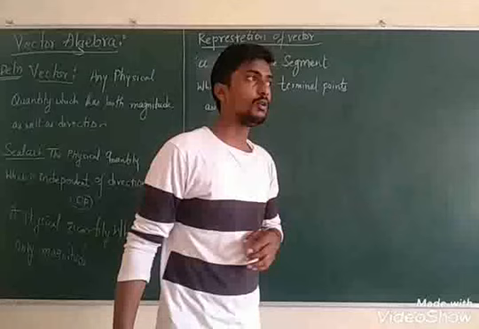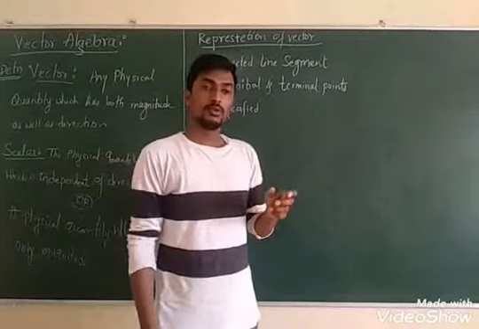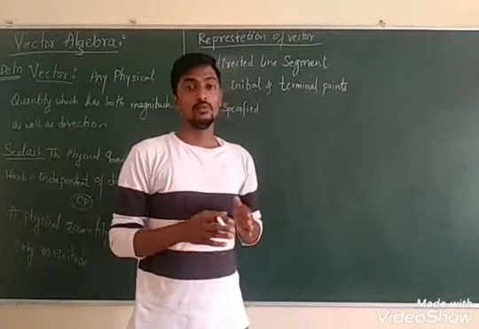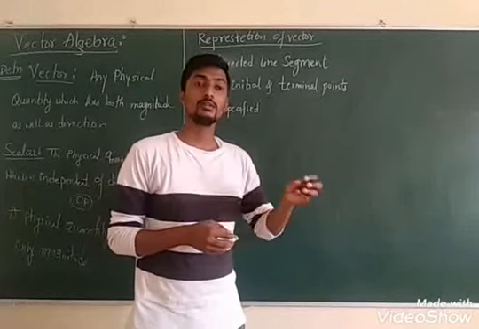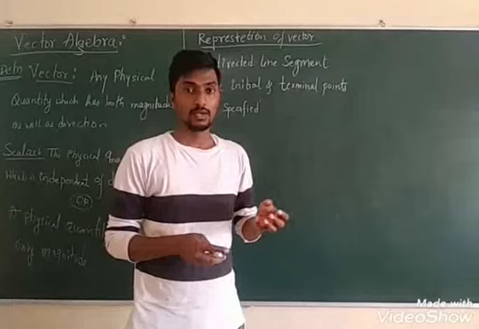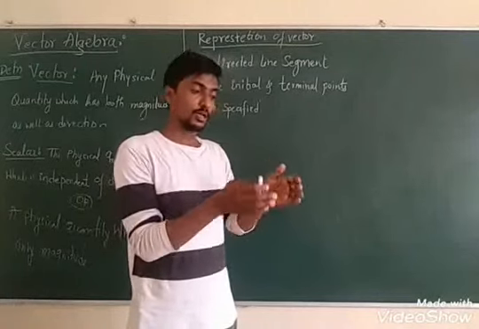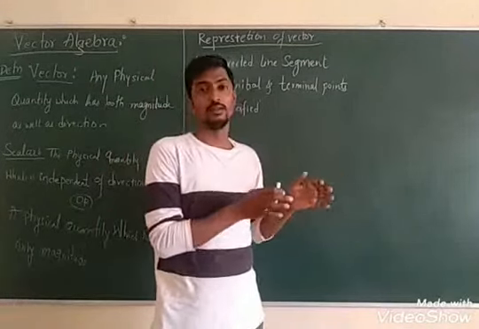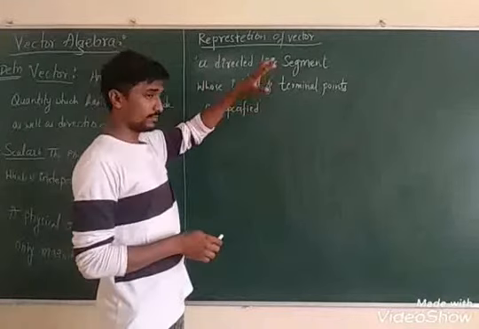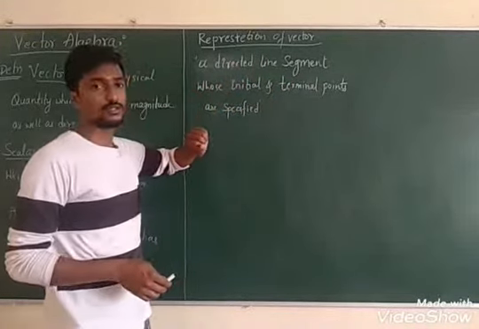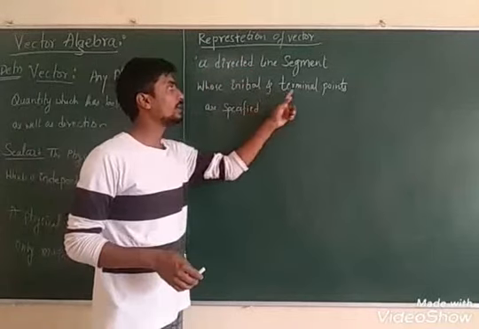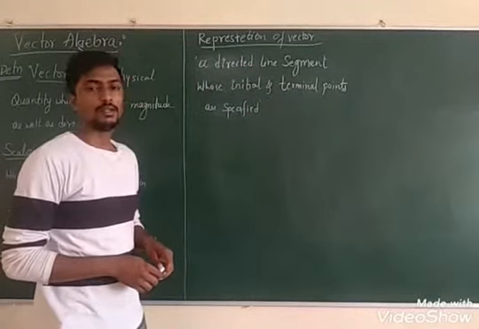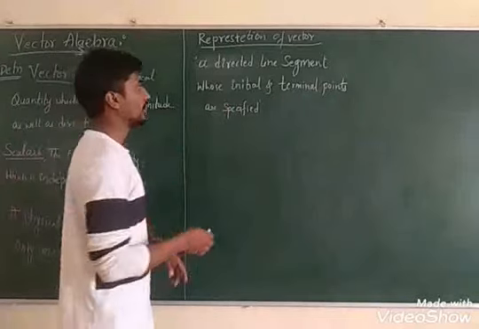I told you the vector is going to be represented by two things: one is the graphical representation and another is the algebraic representation of that graph. So there are two things, graphical as well as algebraic. Now let us understand this definition: a directed line segment whose initial and terminal points are specified. The vector is represented by a directed line segment.